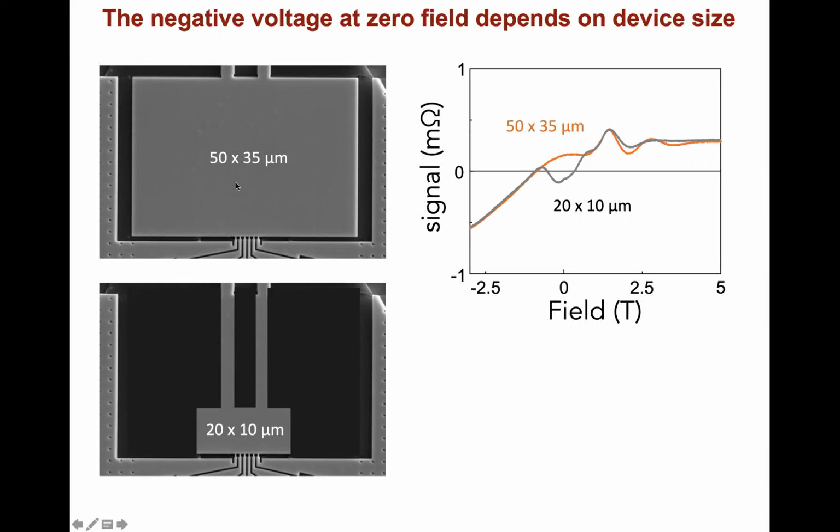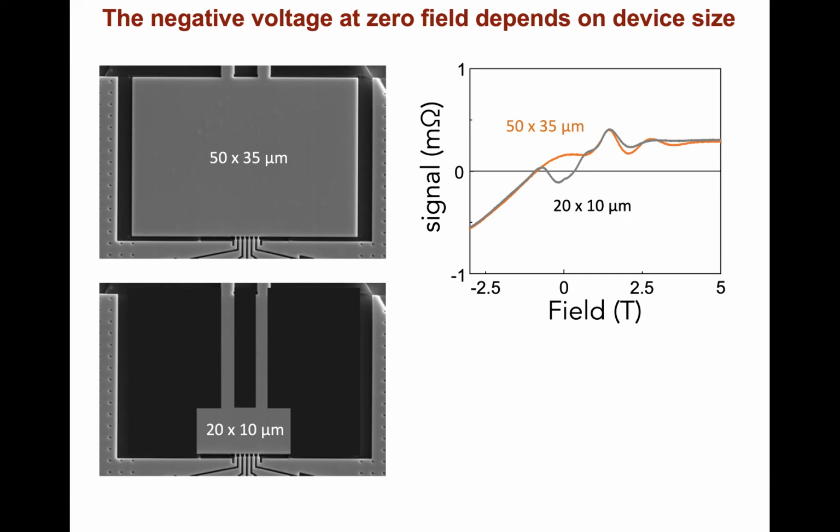She made a much bigger device and realized that in the much bigger device, she didn't see the negative voltage at zero field anymore. Right? We got the orange thing of the positive voltage. So was that because the two devices were different? Well, you can do something fabulously direct with the FIB. She just turned this device into the small device again. And when we made the device small again, we were able to get the negative voltage to come back.